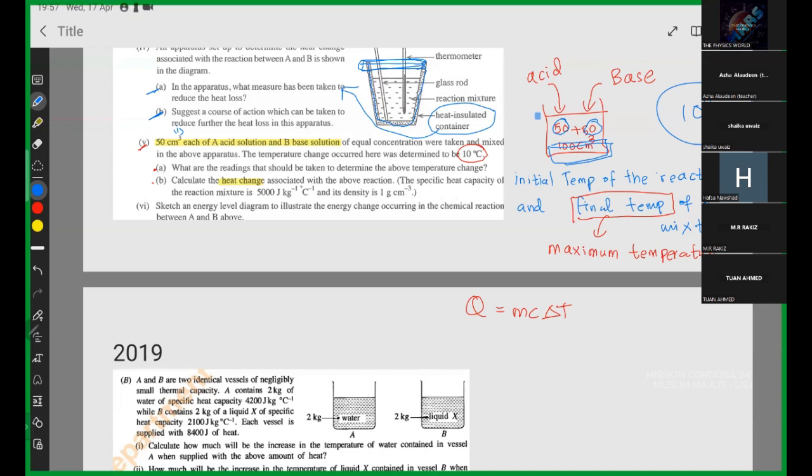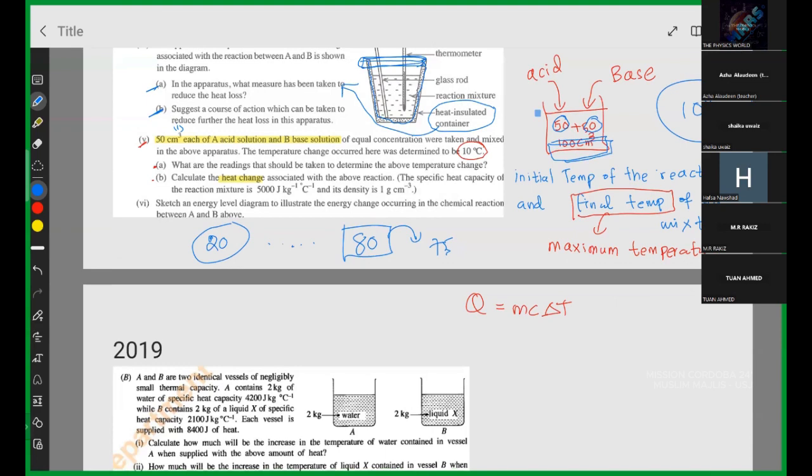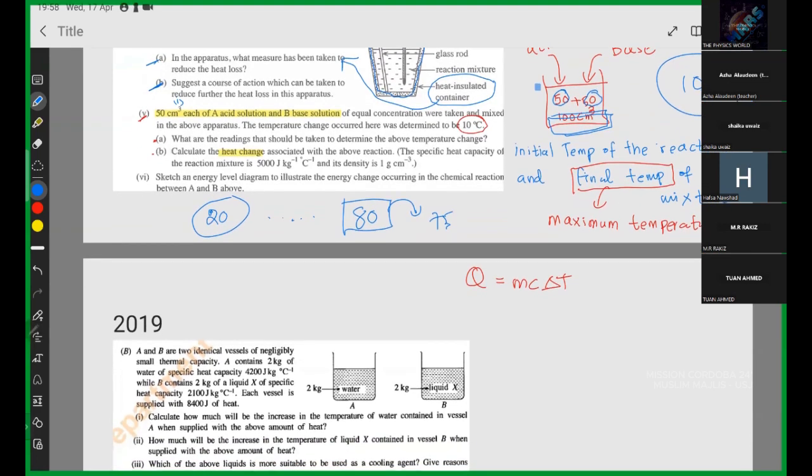But in the marking scheme, for final temperature marks are not given. Instead, you will have to write maximum temperature. Because let's say the initial temperature is 20. This is the starting temperature, I'm just telling you. Little by little, the temperature has reached a maximum of 80. But later, it can reduce to 75 or something like that. Therefore, we take the maximum temperature, not the final. Okay, is it clear? Yes, ma'am. Okay, I'll move to the B part then.